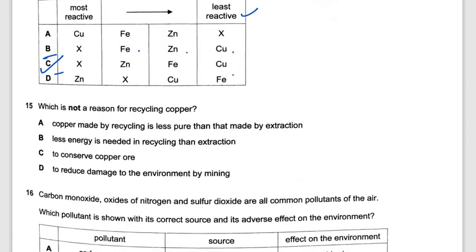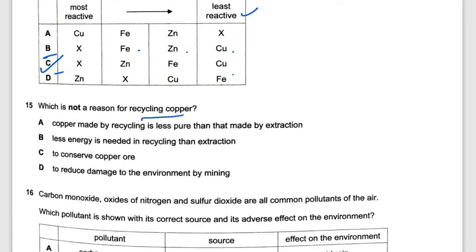Now question number 15, which is not a reason for recycling copper. Why do we recycle metal? There is a limited amount, we have to conserve it, otherwise it's not good. When you extract copper or any metal, it requires lots of energy, fossil fuel and all. So what is not a reason? Copper made by recycling is less pure. That is obviously not correct.